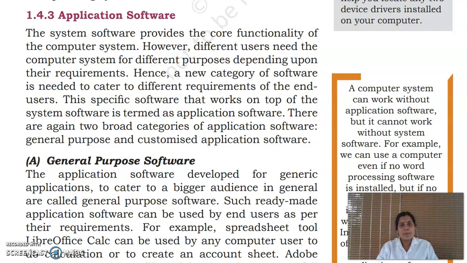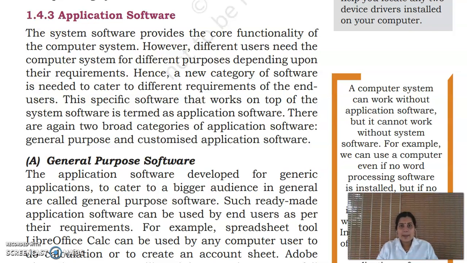In the previous class, we mentioned that application software is designed for particular applications only. System software provides the core functionality of the computer system, but different users need different types of applications or different types of purposes. So a new category of software is needed to satisfy all these purposes, which is known as application software. In application software also there are two categories: general purpose and customized application software.